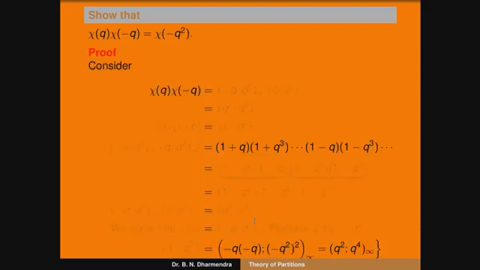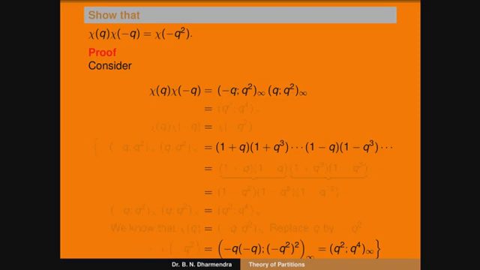So finally, the last result is, I have to show that chi of q into chi of minus q is equal to chi of minus q square. Considering the LHS, chi of q into chi of minus q: the statement of chi of q is (-q;q^2)∞, and chi of minus q, replacing q by minus q, is (q;q^2)∞.